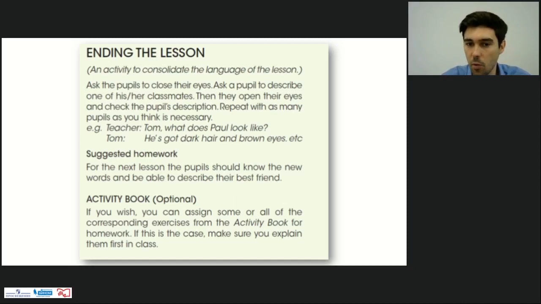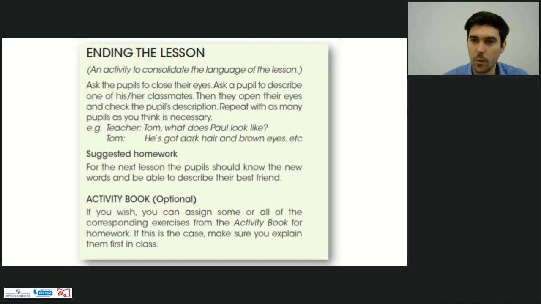So here we have an example of how to end the lesson. Here we have an activity to consolidate language at the end of the lesson. Ask pupils to close their eyes. Ask a student or pupil to describe one of his or her classmates. Then they open their eyes and check the pupil's description. Repeat with as many pupils as you think is necessary.